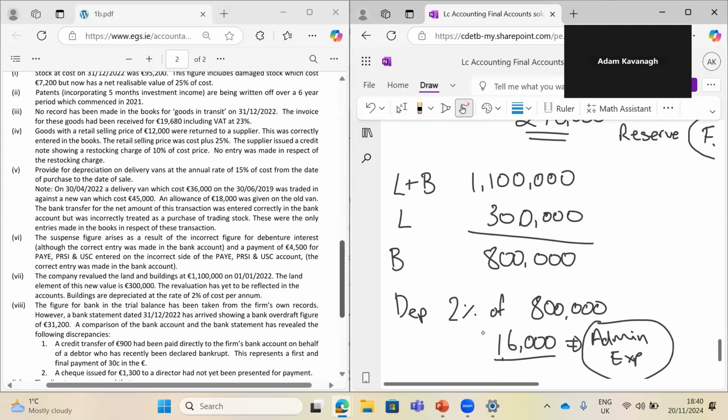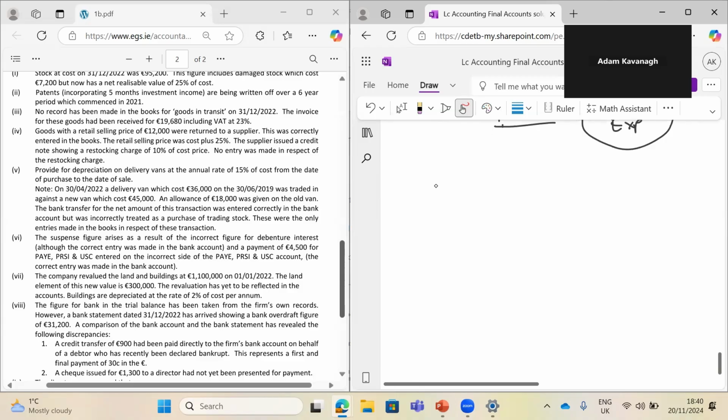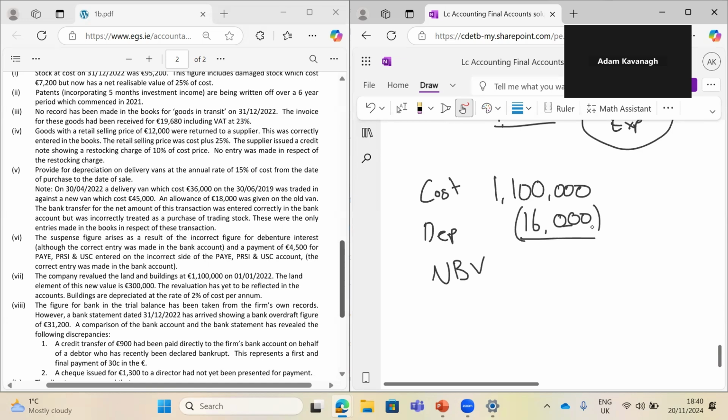Now, what is the new value of land and buildings? Well, it's 1.1 million minus depreciation. So cost is 1.1 million. Depreciation is 16,000 to give you a net book value of 1,084,000, and that there is a fixed asset.